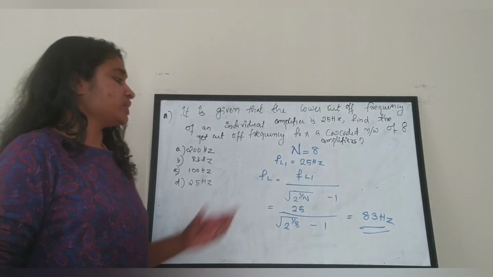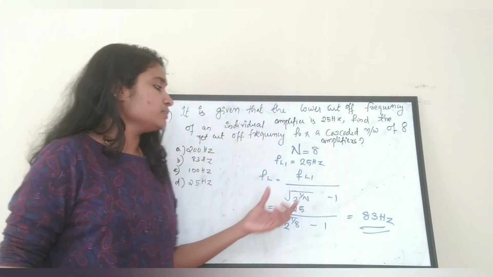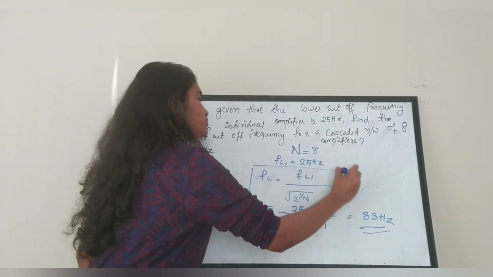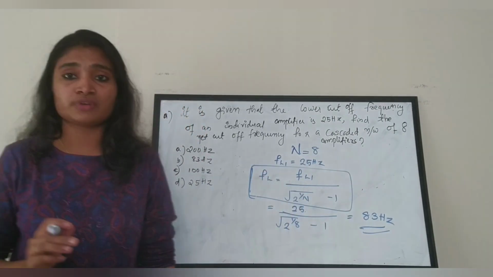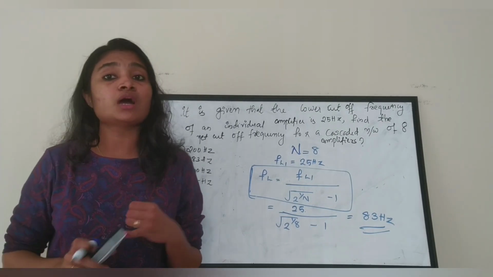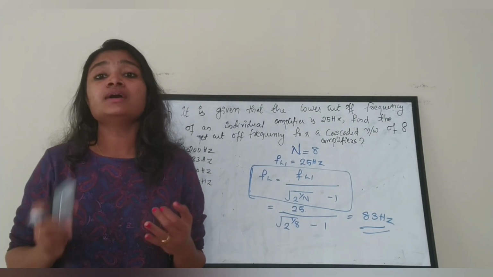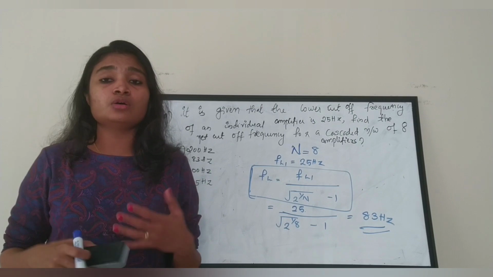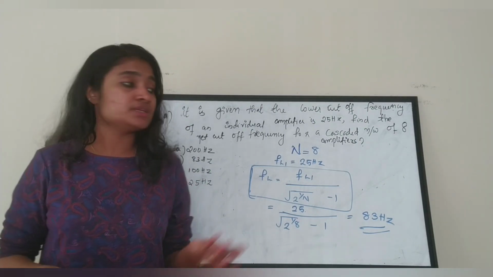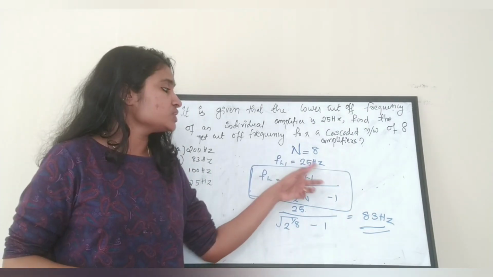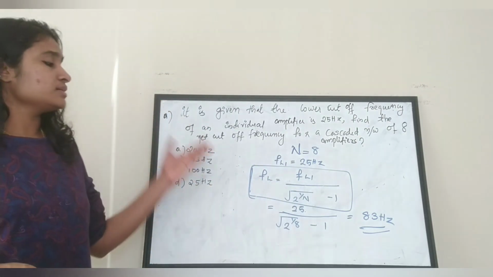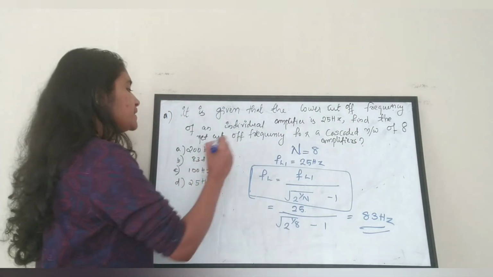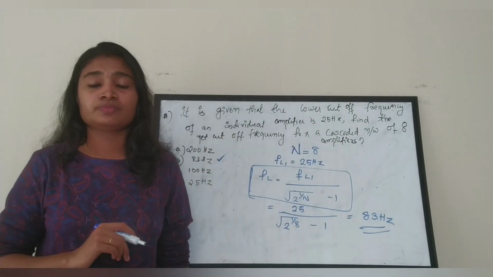You just have to understand this formula for finding the net cutoff frequency while cascading amplifiers. First you need to find out how many amplifiers you are going to cascade. Also, how to obtain the net cutoff frequency, that is using this equation. Here the individual cutoff frequency is FL1, which is equal to 25 Hertz. So the correct answer here is option B, which is 83 Hertz.